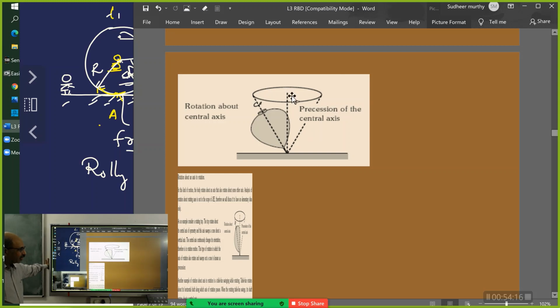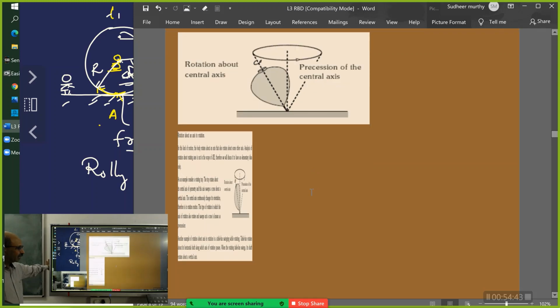And this axis itself is rotating about another axis. I hope all of you captured it. So therefore it is rotation about the central axis, plus the axis itself is rotating, and one point of this axis is fixed. So this is called precession of the central axis. Okay, so this is a typical thing, and we need to analyze this also.